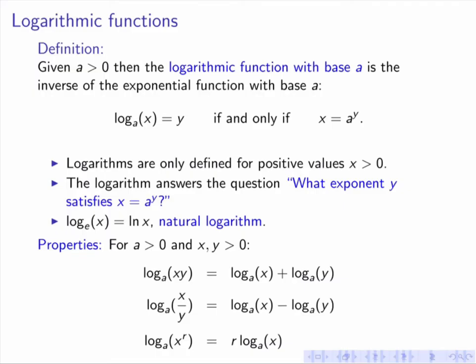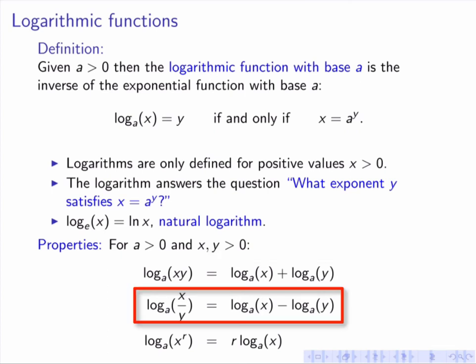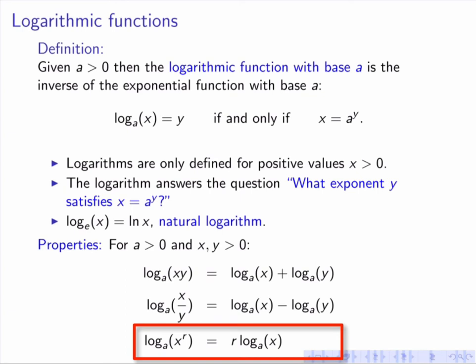Properties here. Again, these are 3 properties you should really try to remember. The best is tomorrow you practice them again, and in 2 days you practice them again, and in 4 days you know them by heart. So log_a of x times y is log_a of x plus log_a of y. Log_a of the ratio x divided by y is a difference, log_a x minus log_a y. And then log_a of x to the r is equal to r times log_a x.